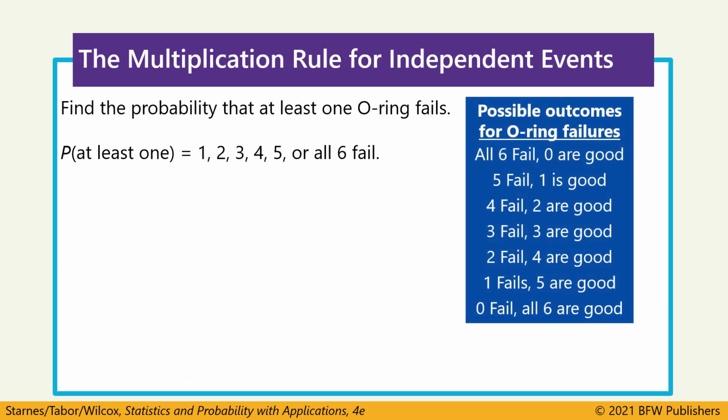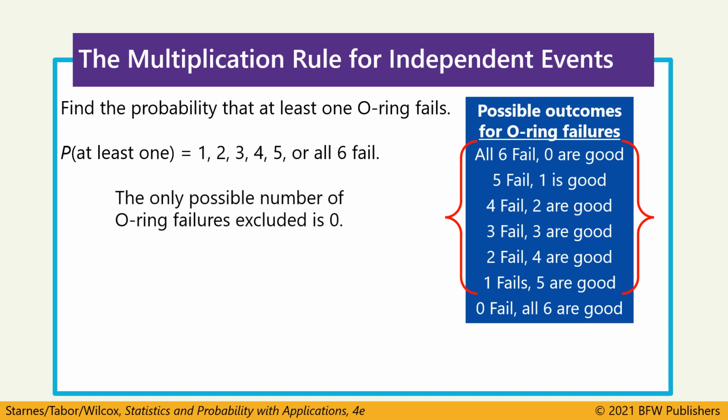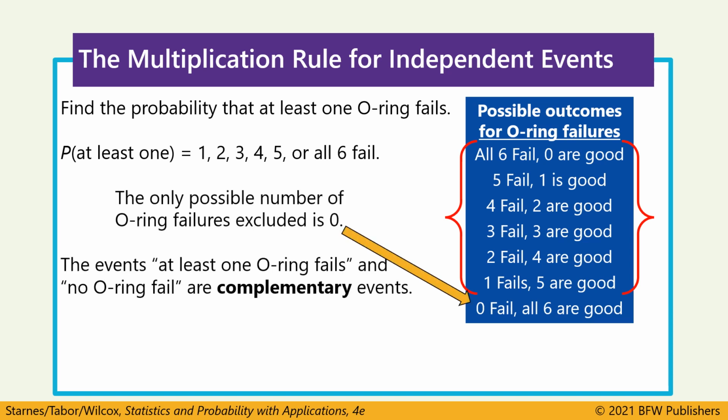So let's look at this problem from the opposite perspective and find the probability that at least one O-ring were to fail. And there's a lot of different ways that can happen. So we could have just one fail, or 2 of them, or 3 of them, all the way up to all 6 failing. On the opposite side, there's only one situation where we don't have at least one O-ring that fails, and that's where all 6 of them are good, all 6 of them function properly.